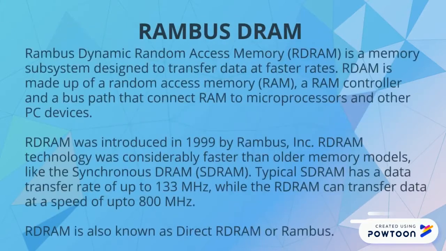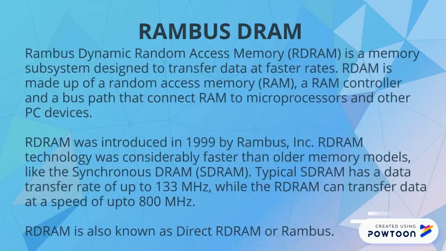Rambus DRAM. Rambus Dynamic Random Access Memory (RDRAM) is a memory subsystem designed to transfer data at faster rates. RDRAM is made up of a random access memory, a RAM controller, and a bus pair that connect RAM to the microprocessor and other PC devices.